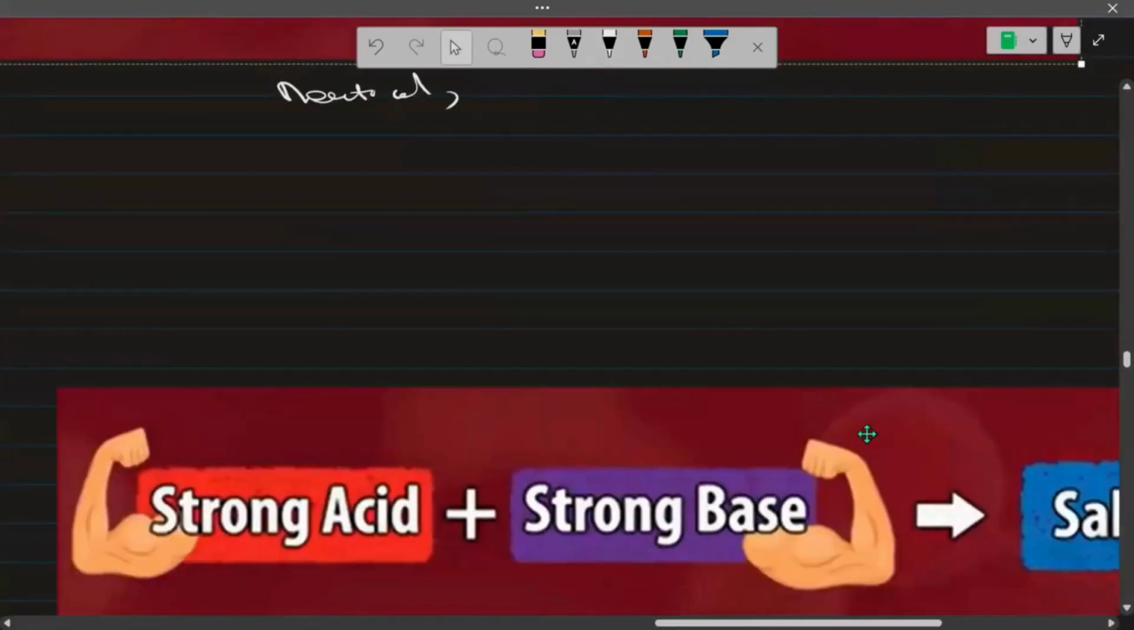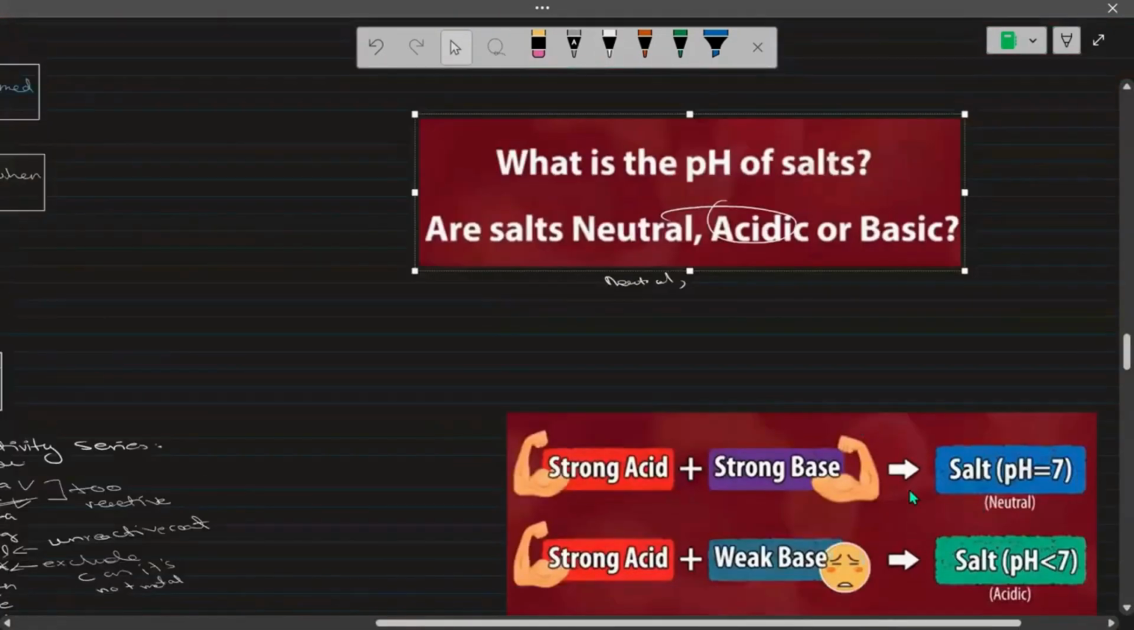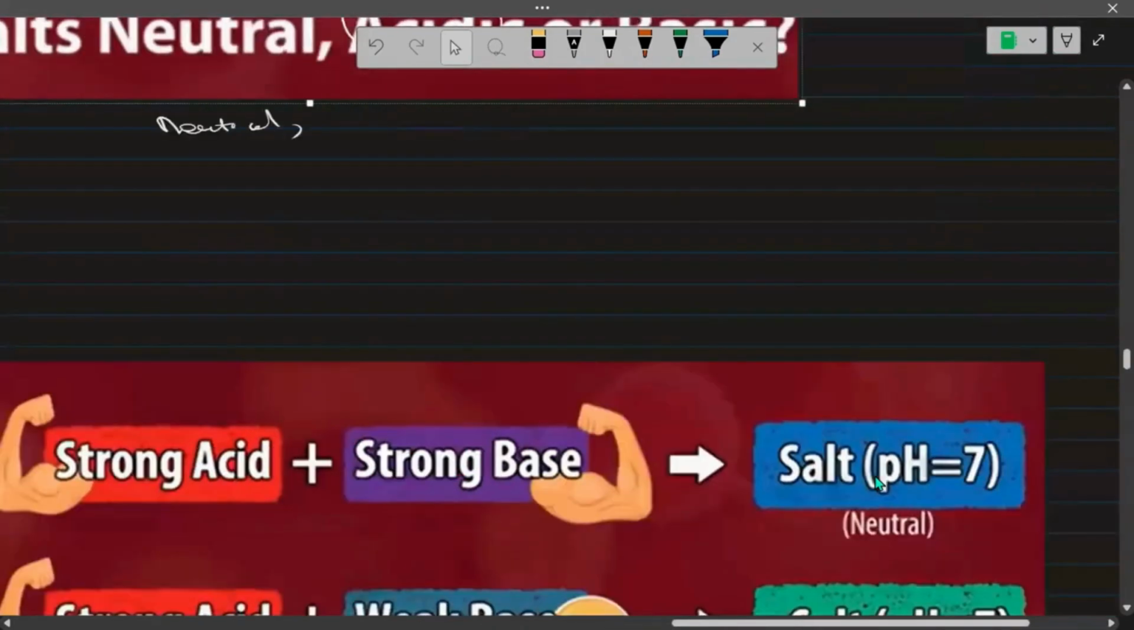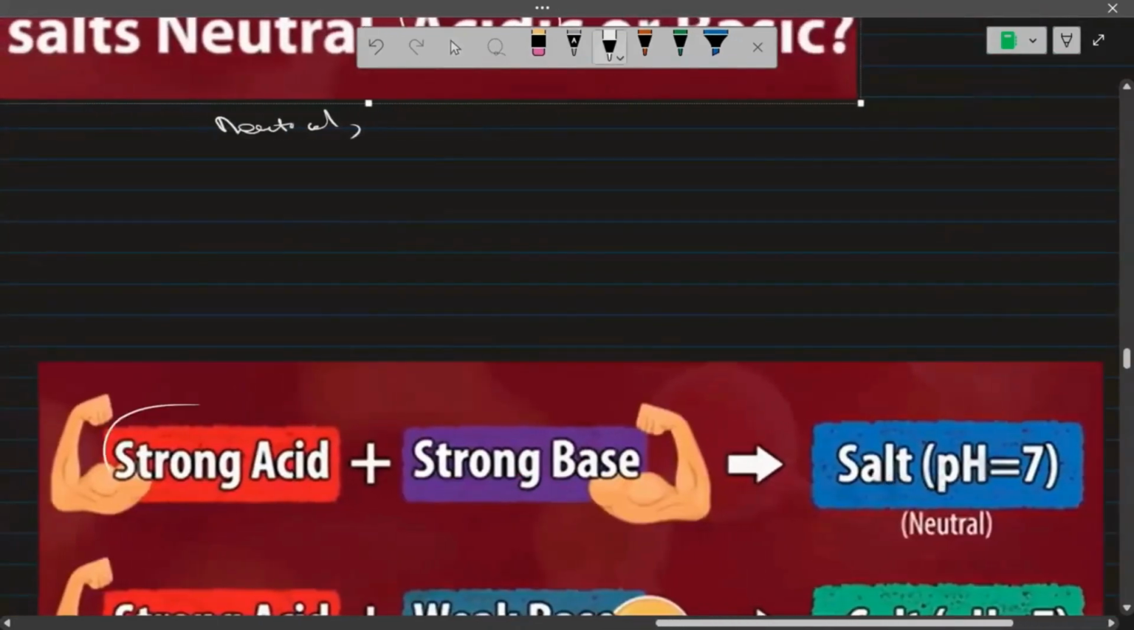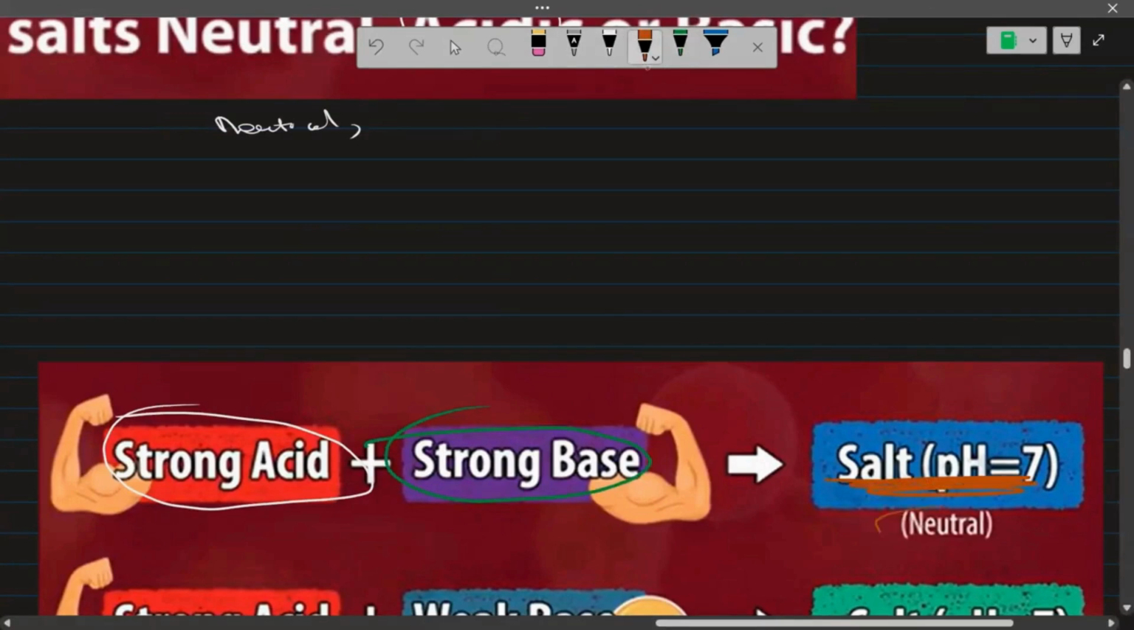Okay. So how is a neutral salt created? When a strong acid reacts with a strong base, what happens is that salt is created. Okay, neutral salt. You got it?